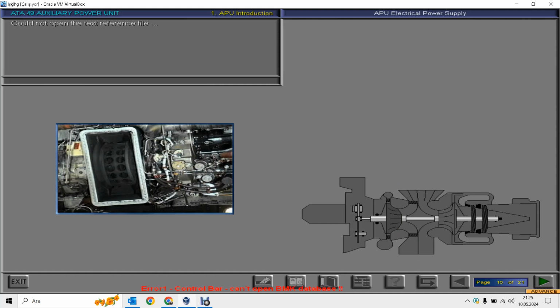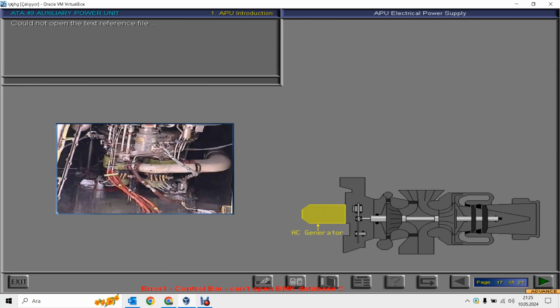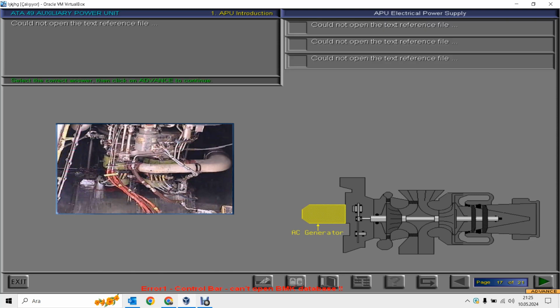Another major task of the APU is to provide electrical power as a backup source for the aircraft. This electrical power supply comes from generators which are driven via the APU gearbox. Most APUs have one generator which is the same type as the engine generators. You may also find two generators on very large APUs like this one. Remember what you have learned about aircraft generators and try to answer this question.